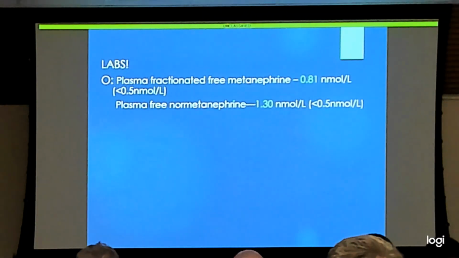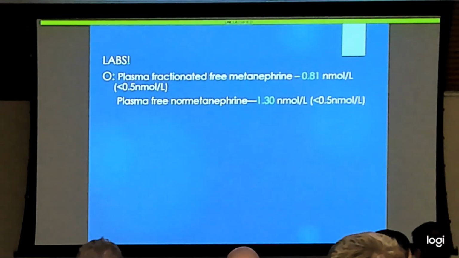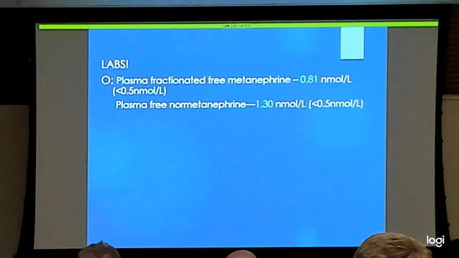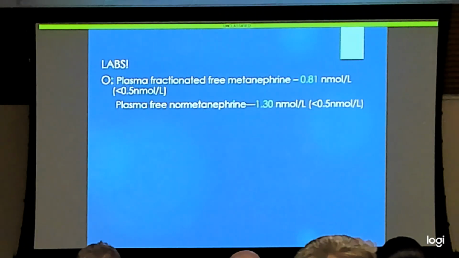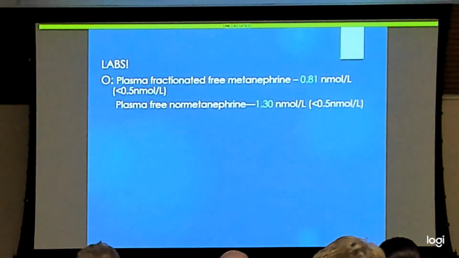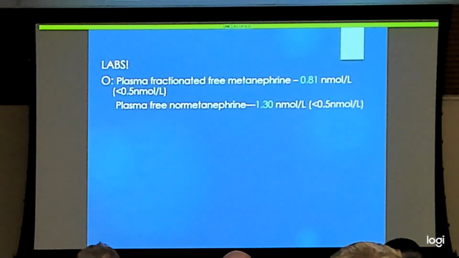Oh shit. We're supposed to say labs first. No. All right, so what lab do you do? Well, she had a TSH. It was normal. Yeah, so plasma fractionated metanephrines, normetanephrine and norepinephrine. Is it elevated or is it normal? It's elevated. So what do you do to confirm it?